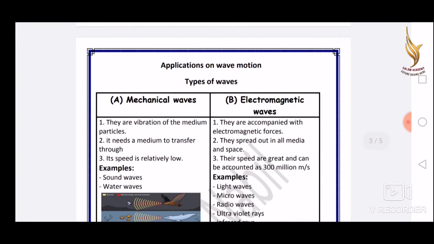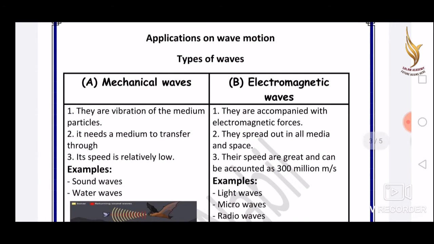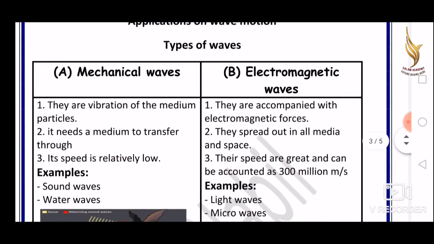After that, we will study wave motion as a type of periodic motion. The waves causing wave motion are divided into two types: mechanical waves and electromagnetic waves.